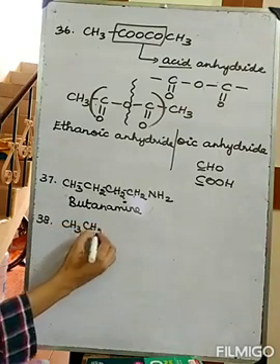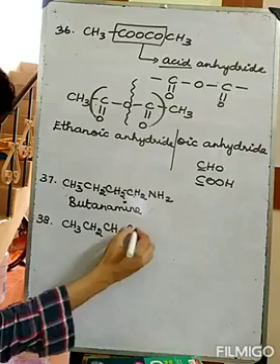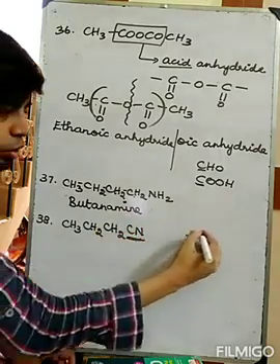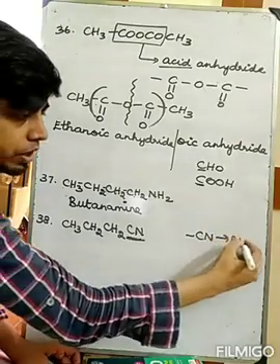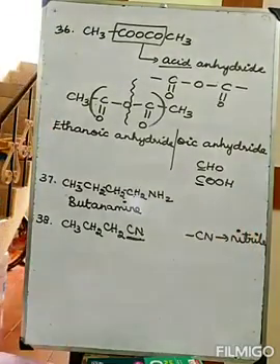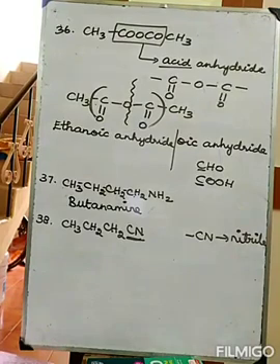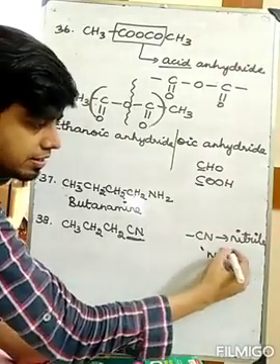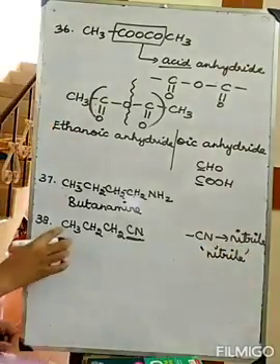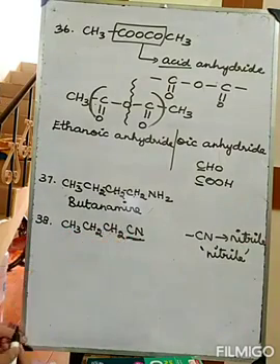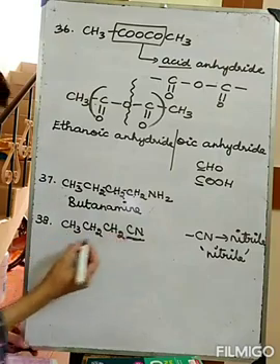CH3, CH2, CH2, CN. What is CN functional group? I already told you in the tabular column. It is nitrile functional group. So what is the suffix you have to add for this? The suffix you have to add is nitrile. So how many carbons are there? You should count the carbon present in the functional group also. How many carbons are there?